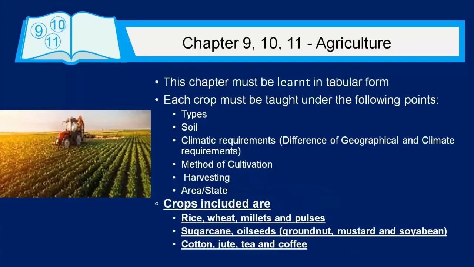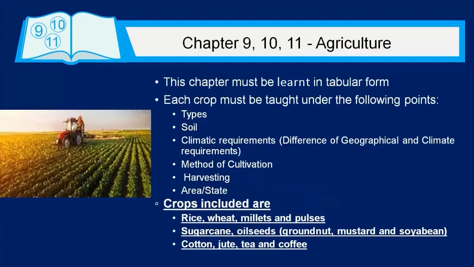Each crop must be studied strictly as per the scope of syllabus under the specific headings as given in the book. Example, cropping season, types and varieties, soils, climatic requirements including temperature and rainfall, methods of cultivation, harvesting and processing, diseases, problems and areas of production. Tables and charts must be prepared to learn the above points for each crop.